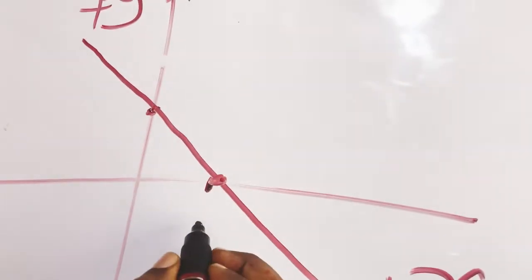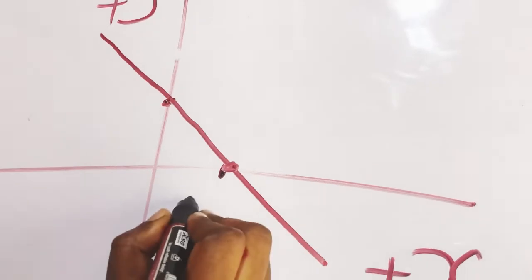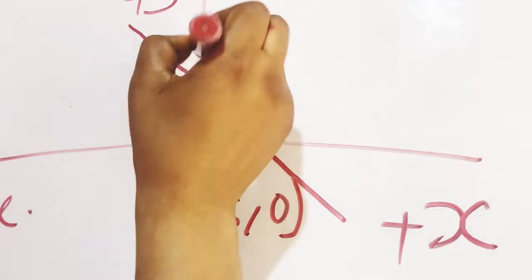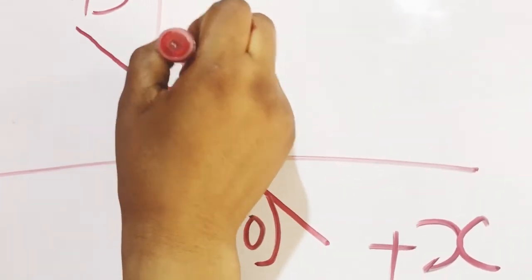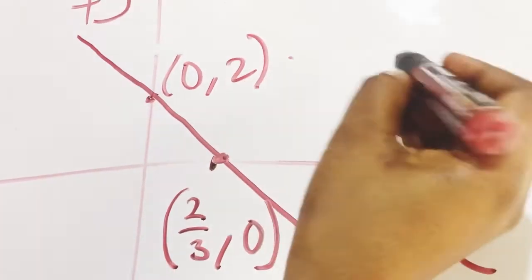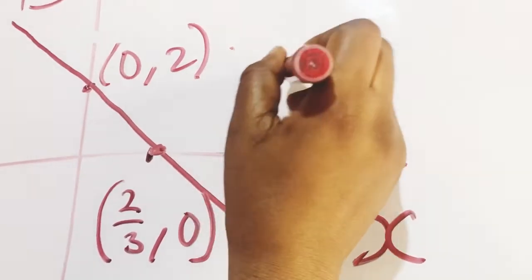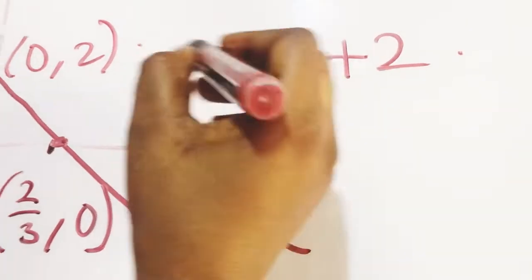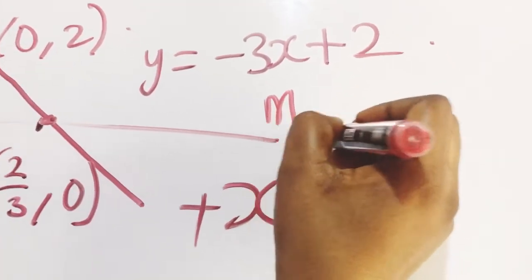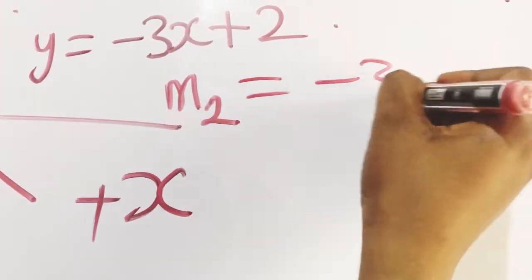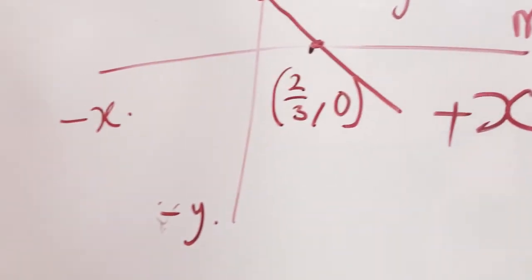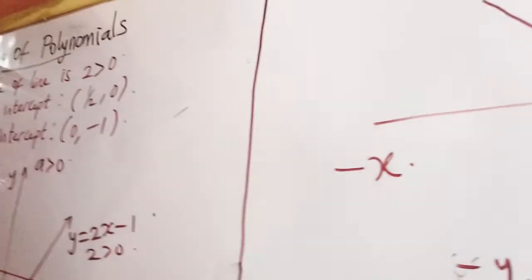So here is the x-intercept, and the x-intercept is (2/3, 0). Here is the y-intercept, and it's (0, 2). And the polynomial is y is equal to minus 3x plus 2, where the slope is equal to minus 3 and it is less than 0. So that's how to sketch the graph of a polynomial of degree 1.